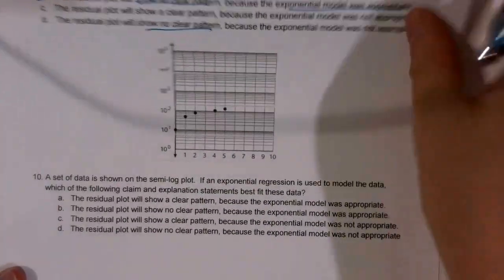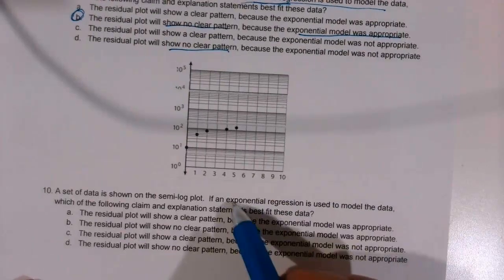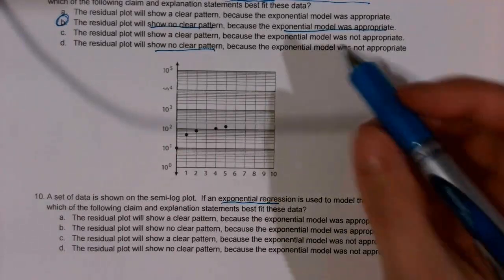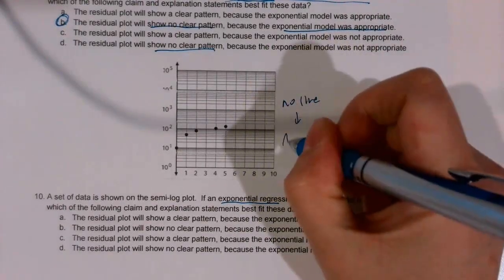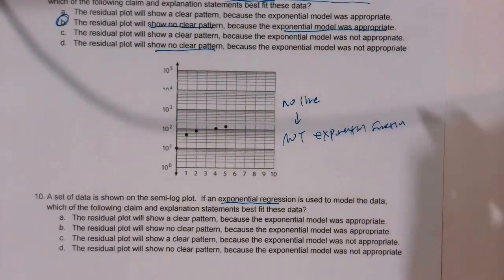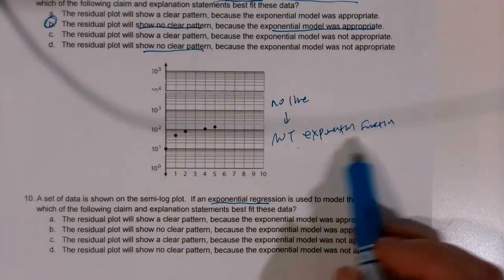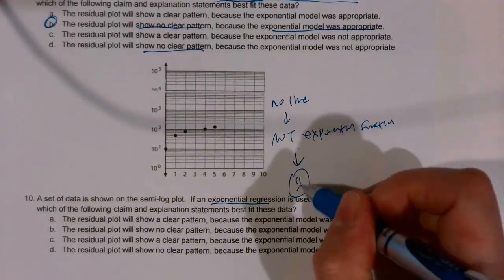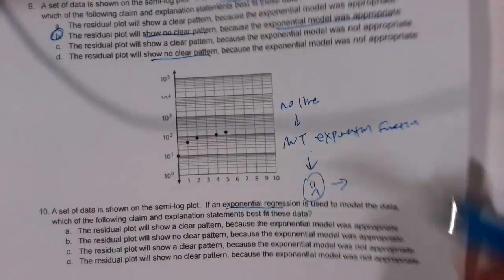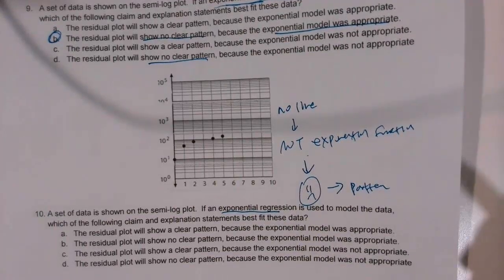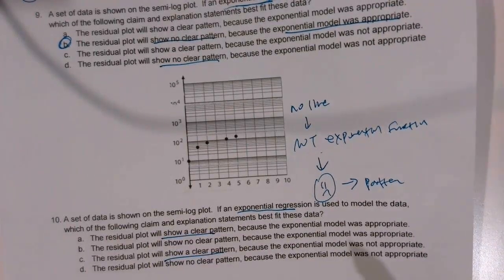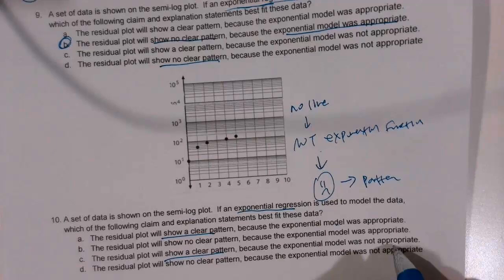Alright, next one. I'm going to use the same one. If exponential regression was used to model this data, do you see a straight line? No straight line. That means it's not an exponential function. So if you were to run exponential regression on this, is it a good model or a bad model? It's a bad model. If it's a bad model, is there a pattern or no pattern? There is a pattern on the residual plot. So the residual plot will show a pattern because the exponential function is not appropriate.